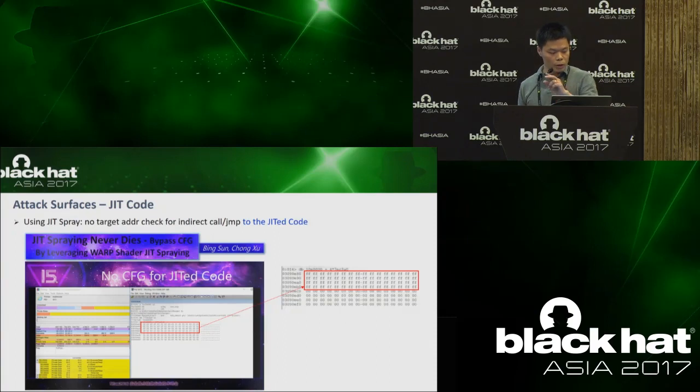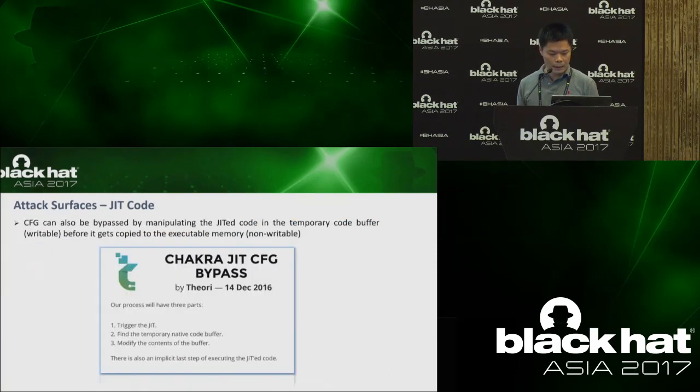The second one, using JIT spray, because there's no target address check for indirect call or indirect jump into the JIT code. The addresses are all listed as valid in the CFG bitmap. And lastly, CFG can also be bypassed by manipulating the JIT code in the temporary code buffer, which is writable, before it gets copied to the executable memory. I listed 1 research work on this attack surface.